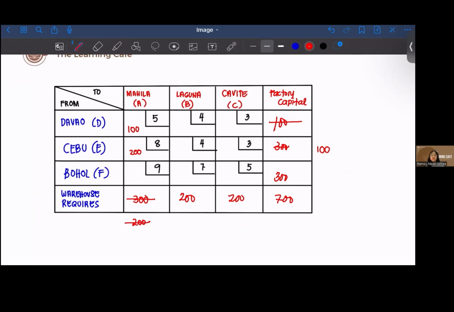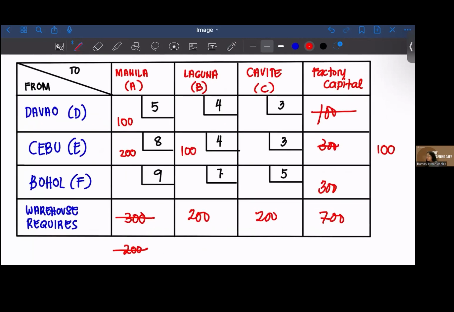So we move to the right to the next column and second row. So now we will assign 100 units because that is the remaining factory capacity. So now we exhaust the factory capacity, but we have a remaining 100 warehouse requirements in Laguna. So to fulfill the Laguna demand, we will now put 100 from Bohol to Laguna. And this will exhaust the demand in Laguna, leaving us a factory capacity of 200 in Bohol. And lastly, since we have a remaining 200 in both of these, we will now put 200 in order to exhaust both of them.